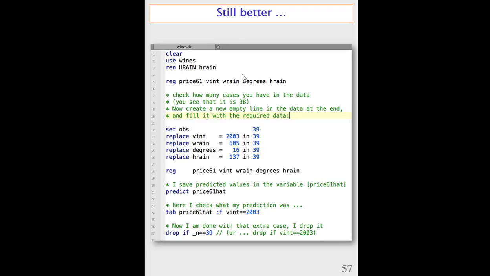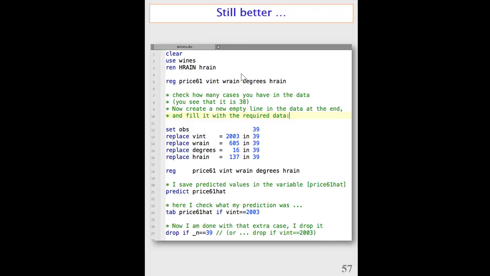Now what I do is I create a 39th case that is empty in principle. Set observations equal to 39, and I now create the variables, and here I put these numbers for which I need to get a prediction. So I add in vintage is 2003, rain in the winter is 605, degrees is 16, rain in harvest time is 137, and now I rerun my regression model. Rerun my regression model, and now I add predict price 61 hat. So give me the predicted Y.